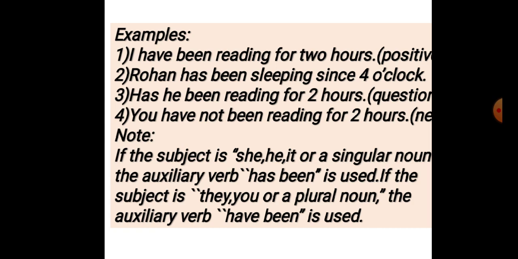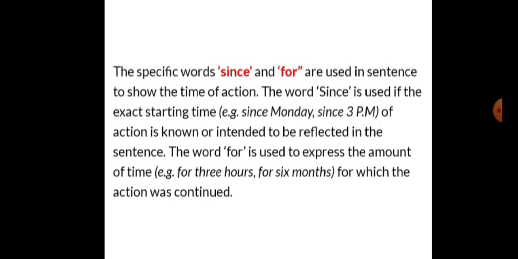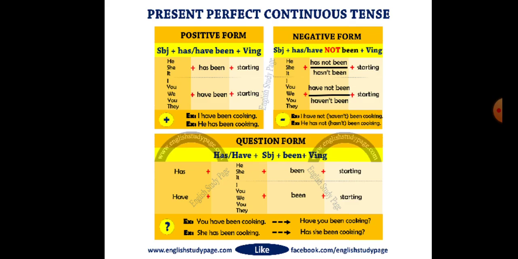Okay. The specific words since and for are used in a sentence to show the time of action. The word since is used if the exact starting time of action is known or intended to be reflected in the sentence, like since Monday, since 3 p.m. The word for is used to express the amount of time for which the action was continued, especially for 3 hours, for 6 months. This is the positive, negative, and question form of present perfect continuous tense.